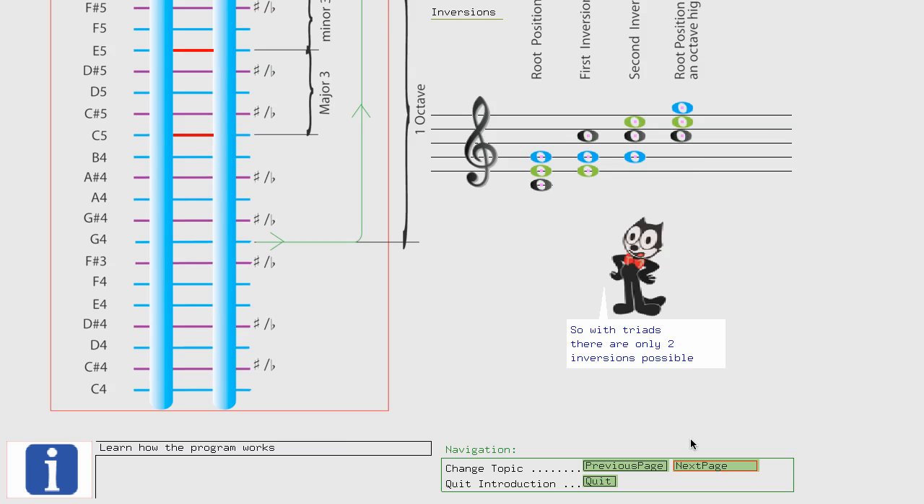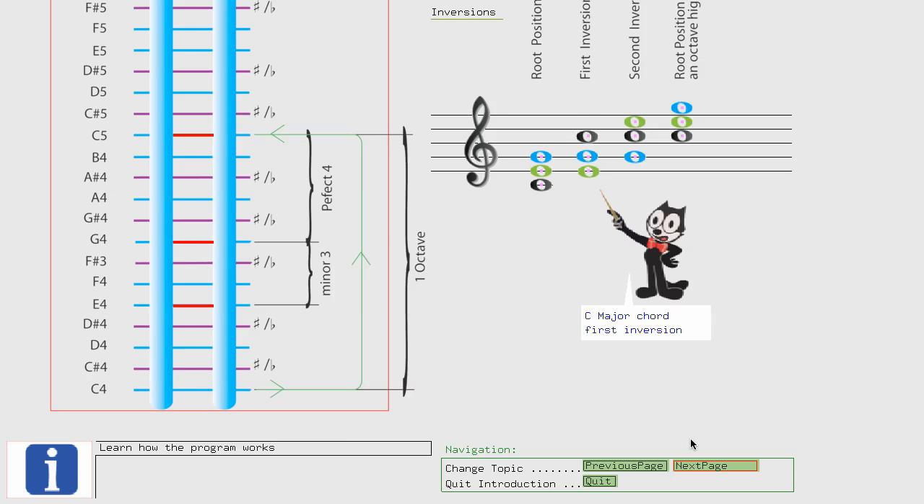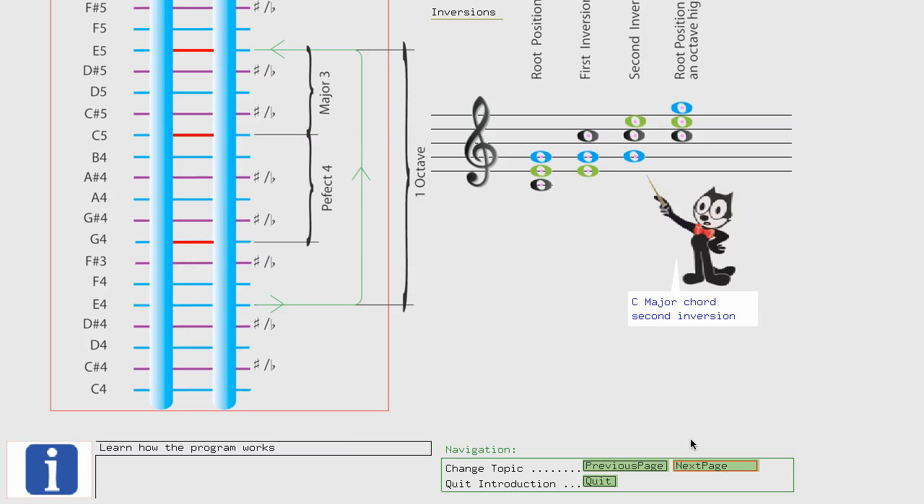So, with triads there are only 2 inversions possible. This leaves us the following 3 C major chords. C major chord in root position, C major chord in first inversion, C major chord in second inversion.